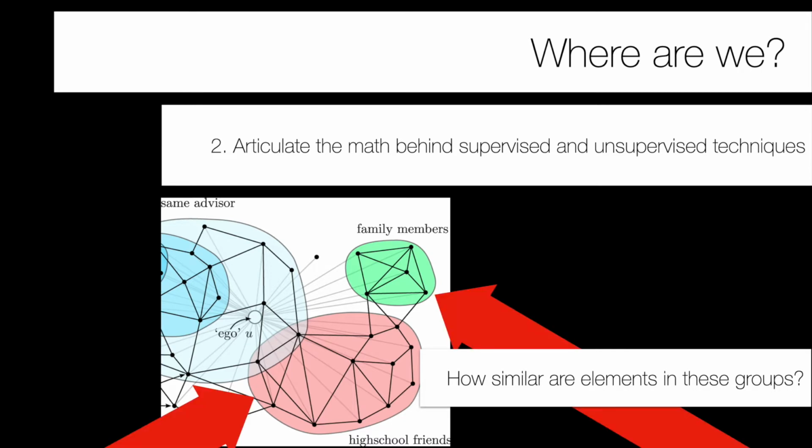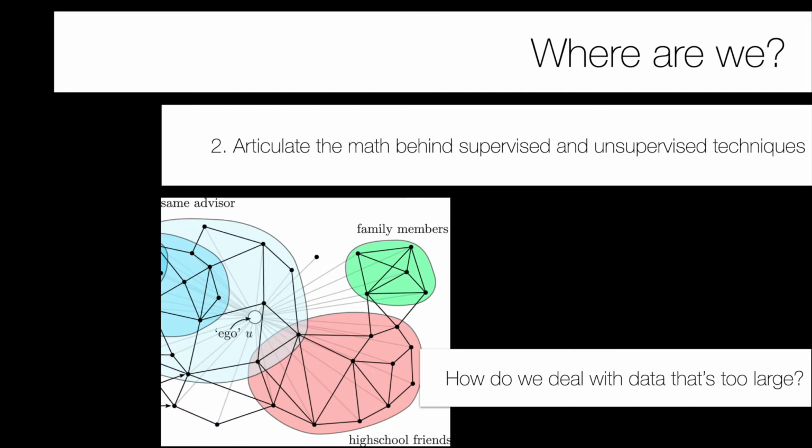So when we talk about articulating math here, in this lecture, we're focusing on how we can quantify similarity or distance between elements within a group. When we talk about extracting or building these clusters, we want to be able to say that points or nodes or elements that are within the same cluster should have high similarity or low distance, whereas 2 elements that are in different clusters should have low similarity or high distance. So that's where the focus on distance metrics will come from.